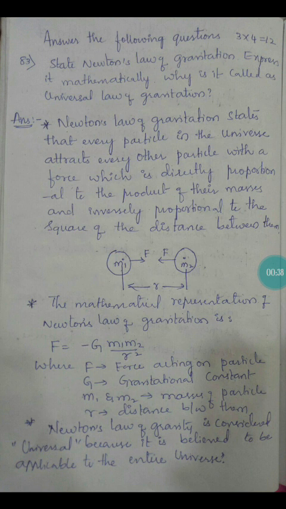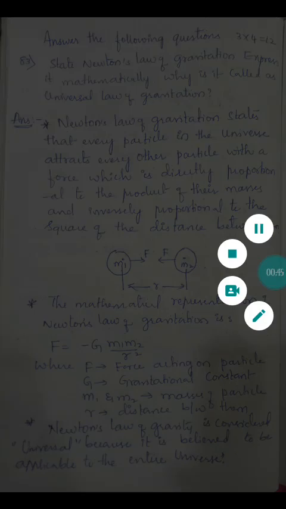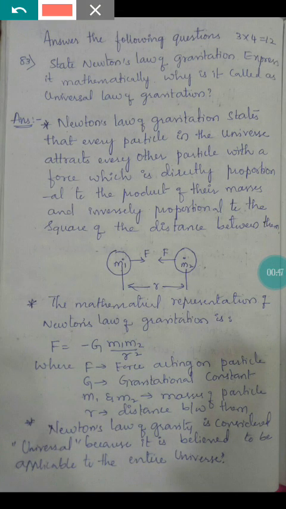See here in question number 83. This is a 4 marks question you are going to have in model paper 1, right? In the question they are asking to state Newton's law of gravitation and express it mathematically, and why it is called the universal law of gravitation. There are 3 questions in one question itself, so you need to write it step by step.